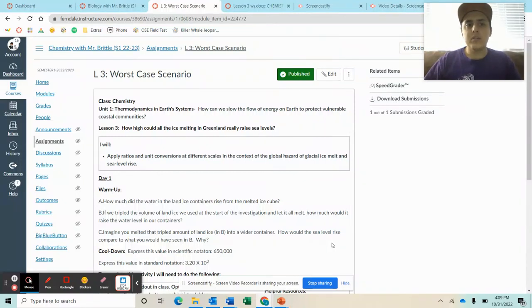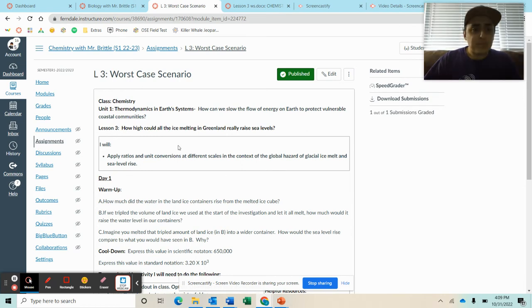All right, so here we're going to talk about how to do L3. It was really math heavy. A lot of us struggled with it, a lot of us struggled with it on the quiz. And I guarantee you that there's going to be parts of the test that are very, very similar to this. So let's talk about how to do it.